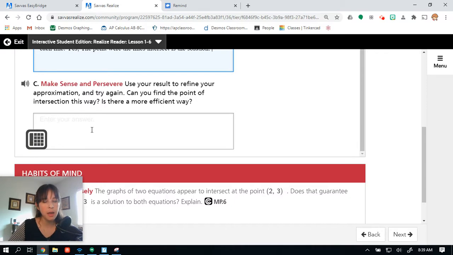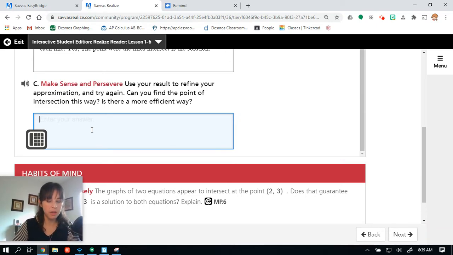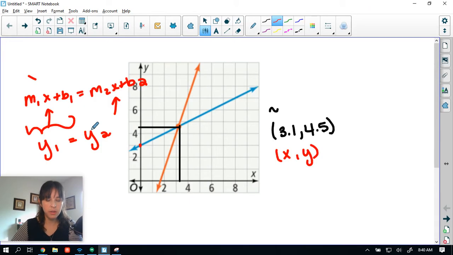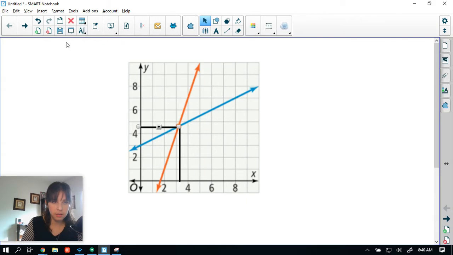So make sense and persevere. Use your results to refine your approximation and try again. Can you find the point of intersection this way? Is there a more efficient way? So is there a more efficient way than putting it algebraically? Because what we're doing now is we're looking at it algebraically. And algebraically is actually a very efficient way because you get to actually put the numbers in and test out the outputs that these graphs truly have. So if I were to come up with the line, clean this up a little.